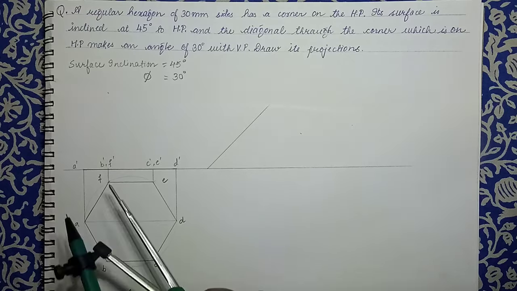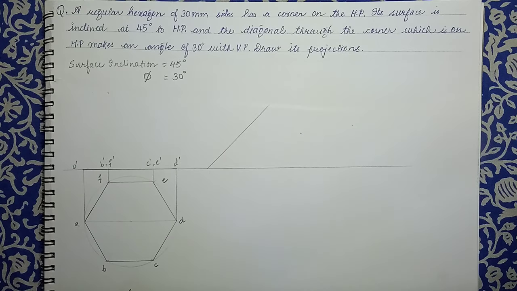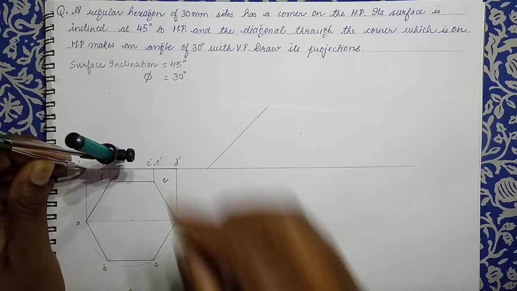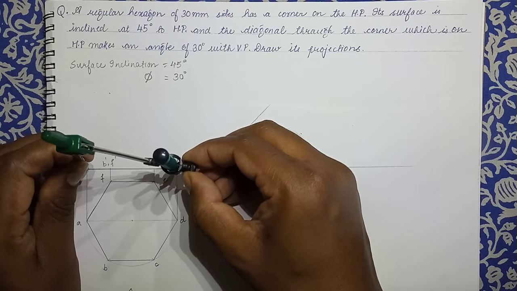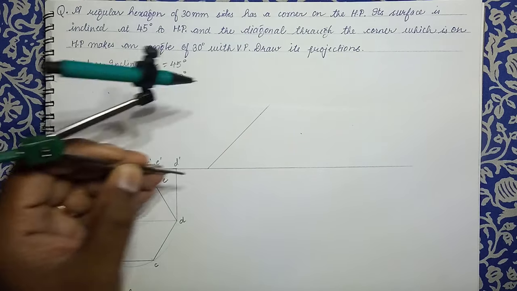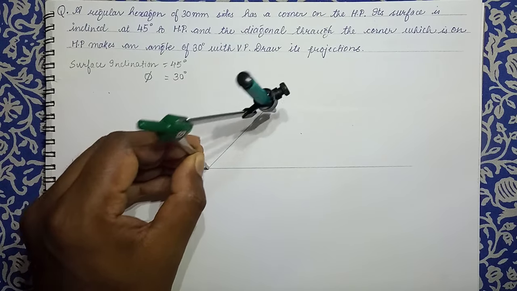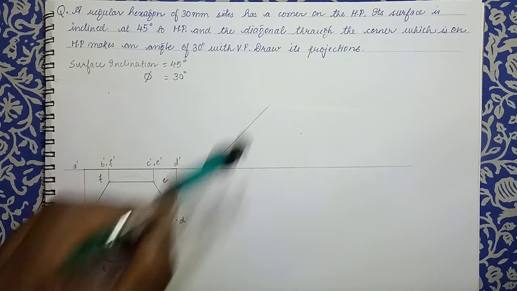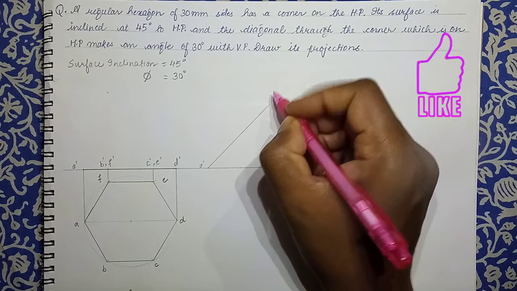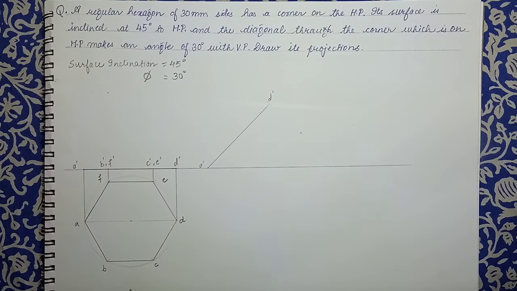So we'll transfer this edge view over here, so you can pick up this length. Try to get the exact length, place it over here and try and get the mark. So this is A dash and D dash.